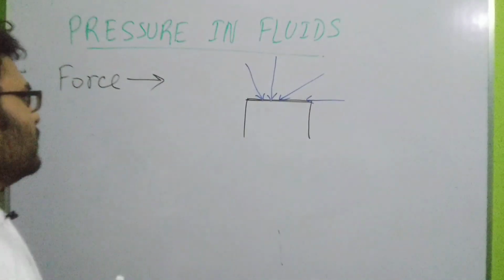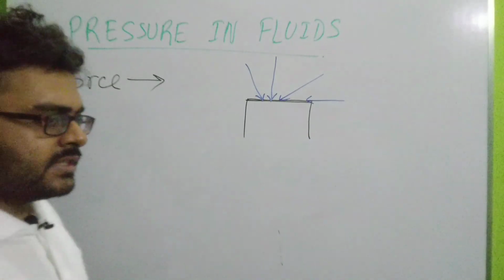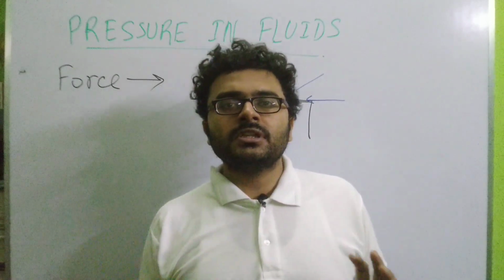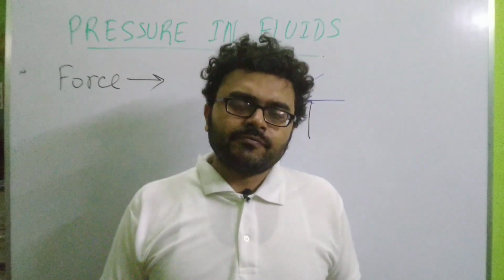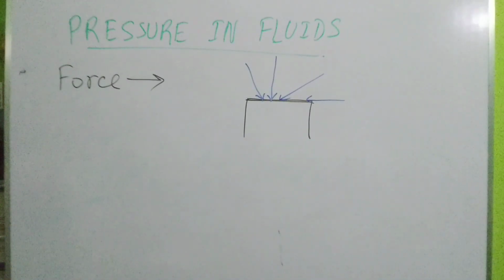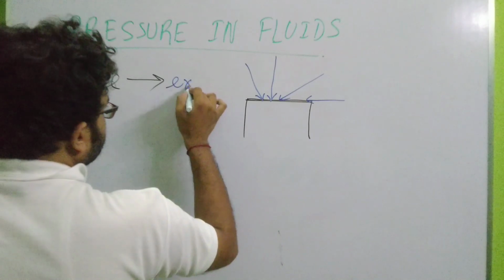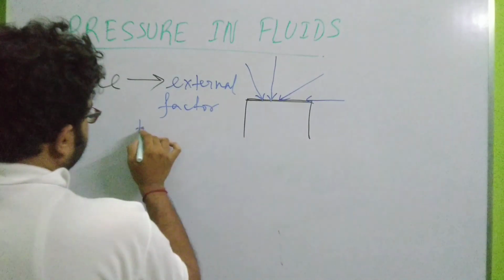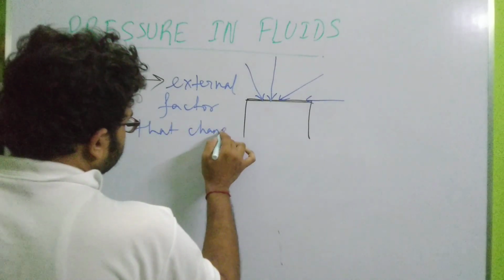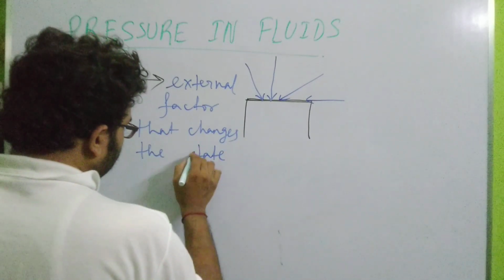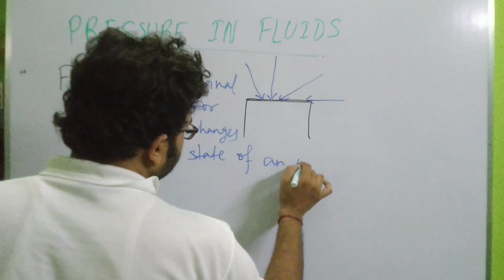Now force, you know, is that external cause which is leading to a change in the state of the object. It may be state of rest, state of motion, direction of motion, shape, size, anything. So it's leading to a change in the state of the object. That is the definition of force. So force we can write as an external factor that changes the state of an object. So this is the definition of force.